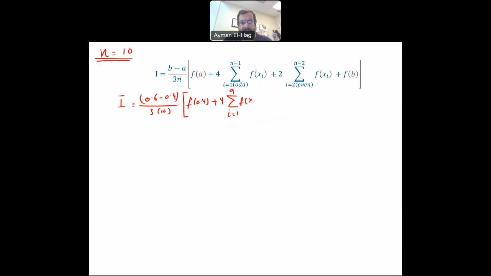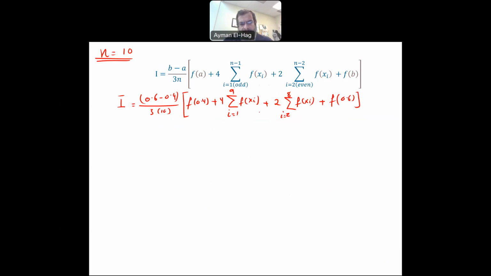f of x of i plus 2, where i goes from 2 to n minus 2. So we'll have here up to 8, f of x of i. And here i is basically even numbers, so it goes 2, 4, 6, and 8. Plus f at the end, which is 0.6.